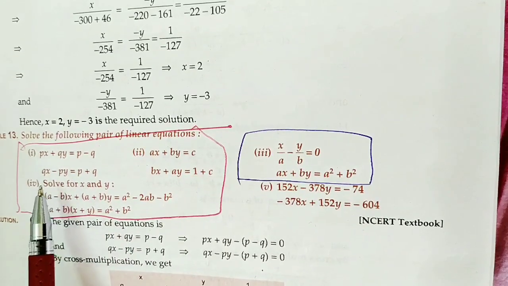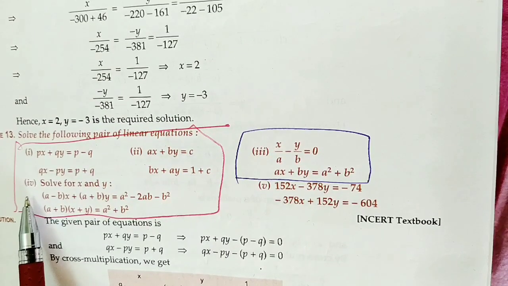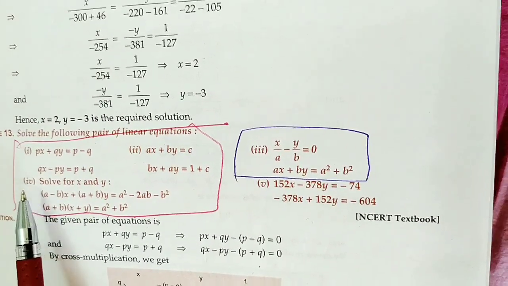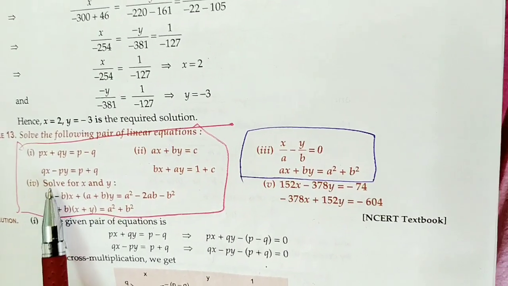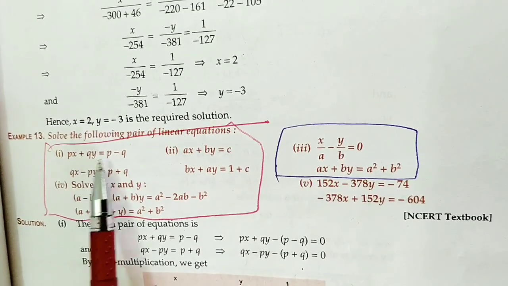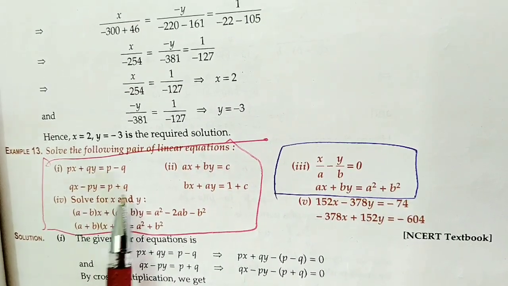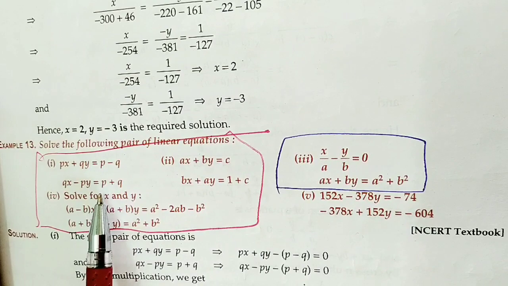Dear students, in the previous video, I explained how they framed the formula by cross multiplication method. Now we'll try to learn how to apply that method. Okay, see this type of sums. Px plus qy is equal to p minus q. Qx minus py is equal to p plus q. They gave two linear equations.